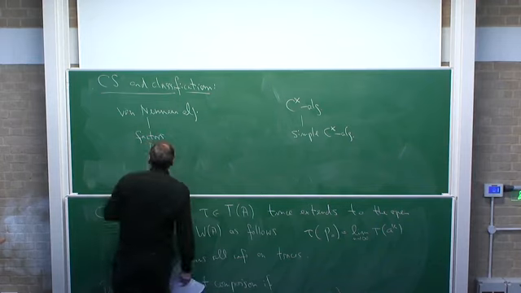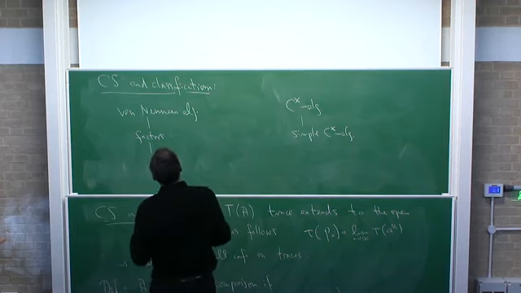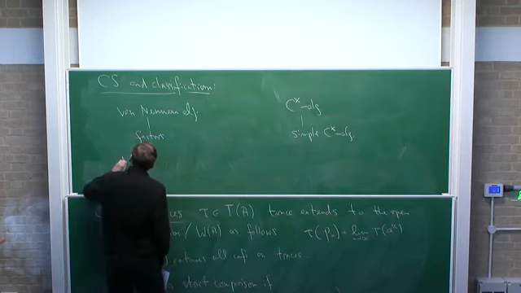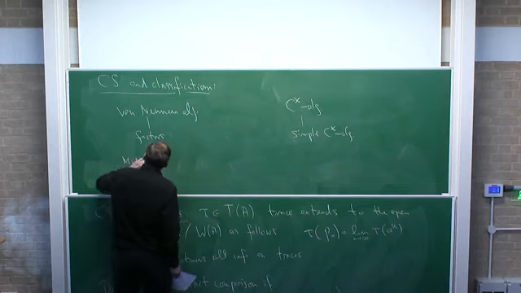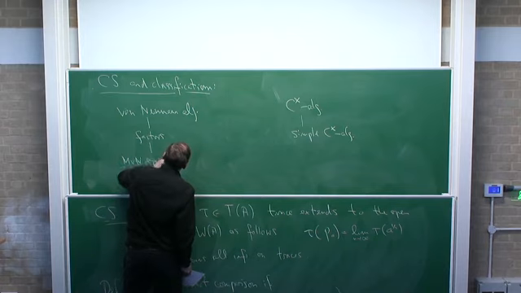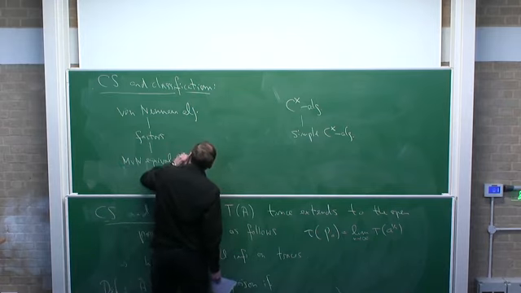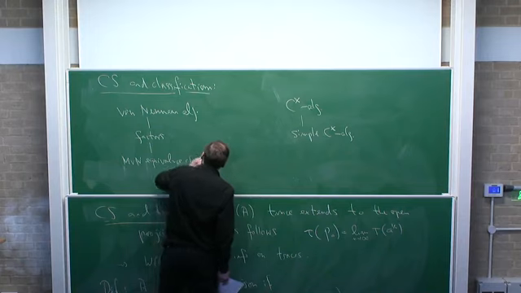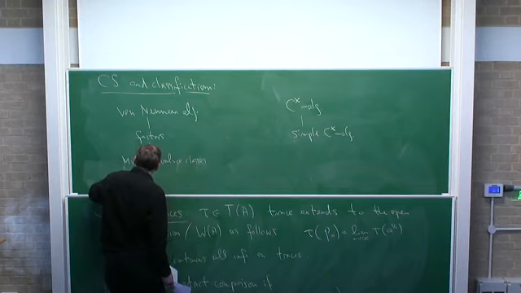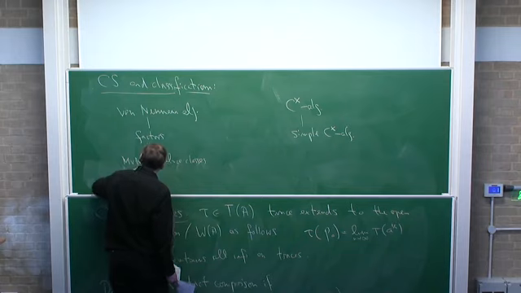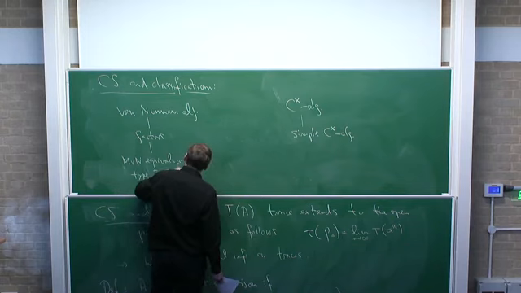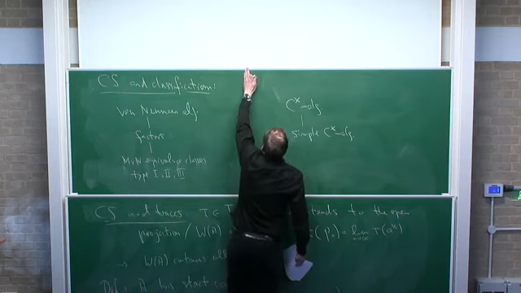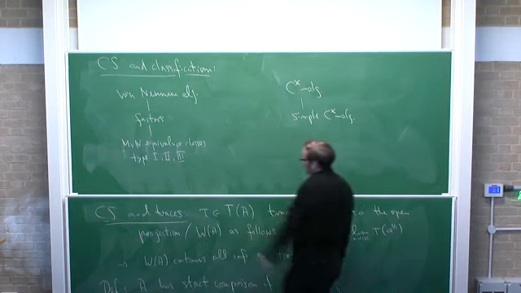These factors decompose into different types according to, well, basically the Murray-von Neumann equivalence classes of projections, and that gives you the types. Type 1, 2, and 3. This is a relatively easy decomposition into these types.